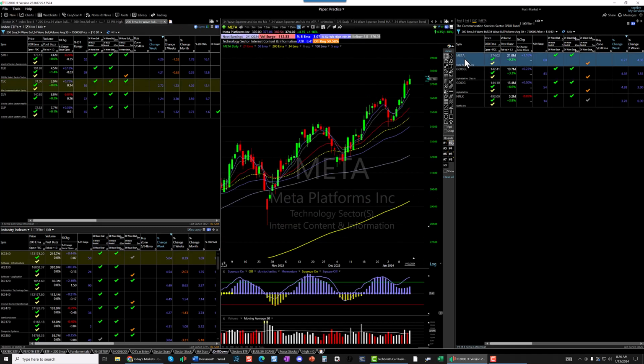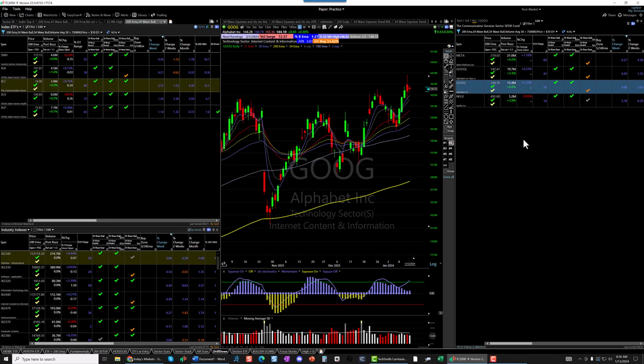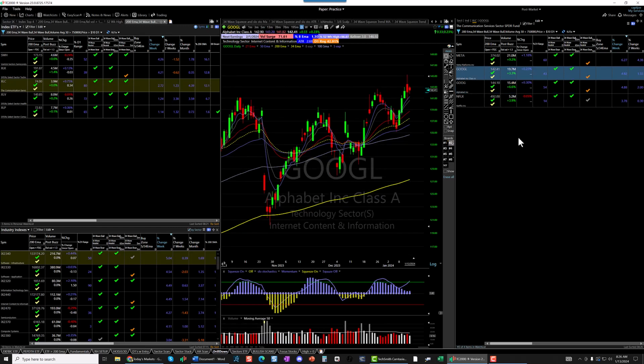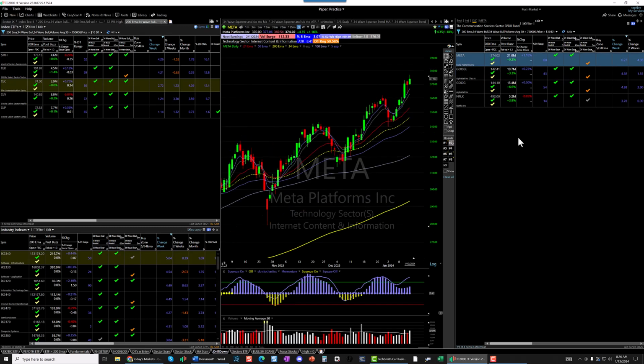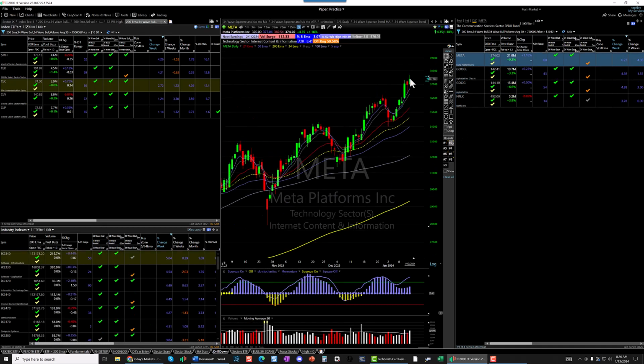And what comes up on top is Meta. Then comes Google, and then comes Google Class A and GOOG. GOOGL is what I normally trade. But you can see you've got Meta, you've got Google, and then we've got Netflix. If I had to choose between these three, it would definitely be Google.